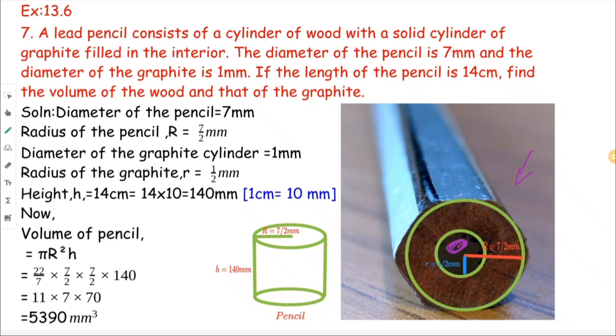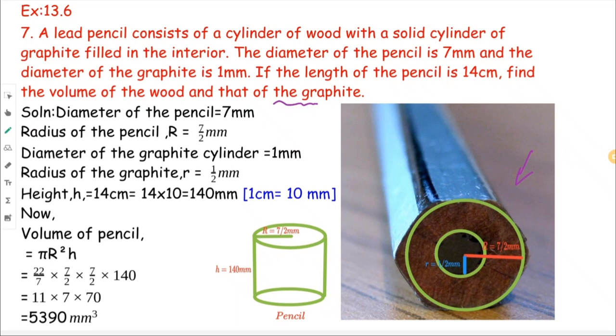So what is the question asking us to find? Find the volume of wood. That means how do you find this region? We just have to subtract the volume of the whole pencil minus the volume of the graphite. When I subtract the volume of the pencil minus the volume of the graphite region, I'll get the volume of the wood. The other part is pretty simple, because the question just told us to find that of the graphite. So we'll just do one after the other.